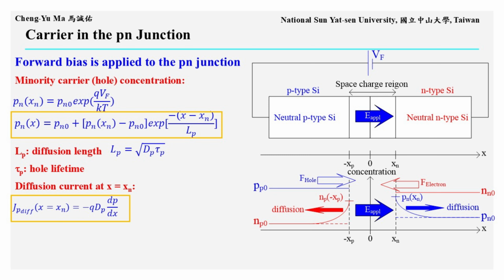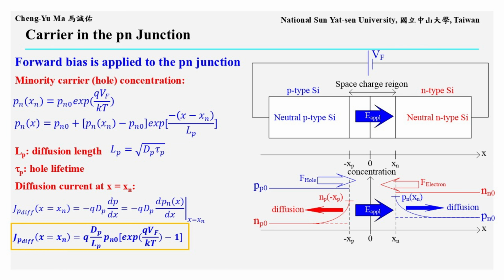Therefore, after obtaining the minority carrier hole concentration equation, we can substitute it into one of the two current mechanisms introduced earlier, the diffusion current density equation. The hole diffusion current density at x equals xn is negative q times Dp times the gradient of p with respect to x. After substituting the concentration equation, we can obtain the whole current density equation in the n-type semiconductor.